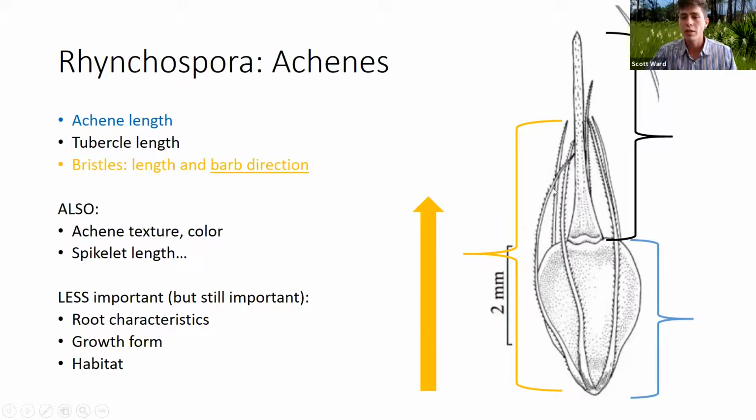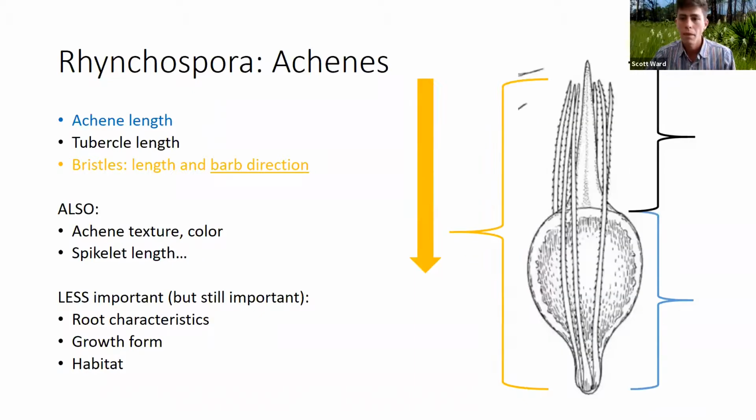The direction of these serrations on the side of the bristles are really important as well. Basically, the barbed direction. So in this case, it's kind of hard to see, but they're facing upward, so they'd be antrorsely barbed. And then if they're facing downward, you'll see in a second, they'd be retrorsely barbed. Like in this one. So I think this was Rhynchospora cephalantha.